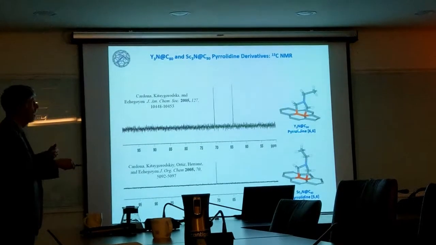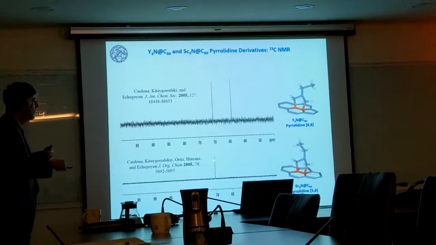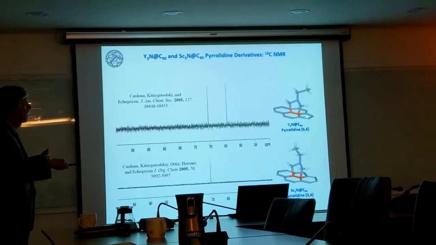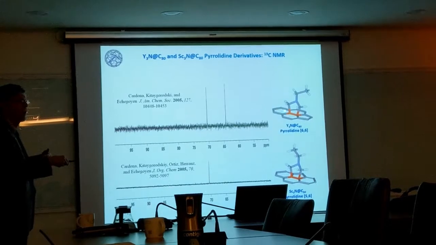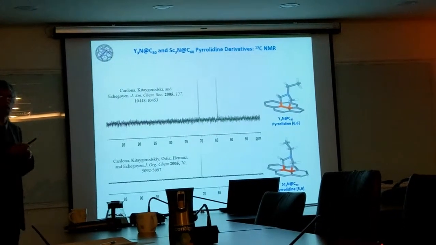Now you go from scandium to yttrium, and now you see two, one of which coincides with the same chemical shift as here. So that must be the one that is sitting on top of the 6-member ring. And that one must be this carbon sitting on top of the 5-member ring.